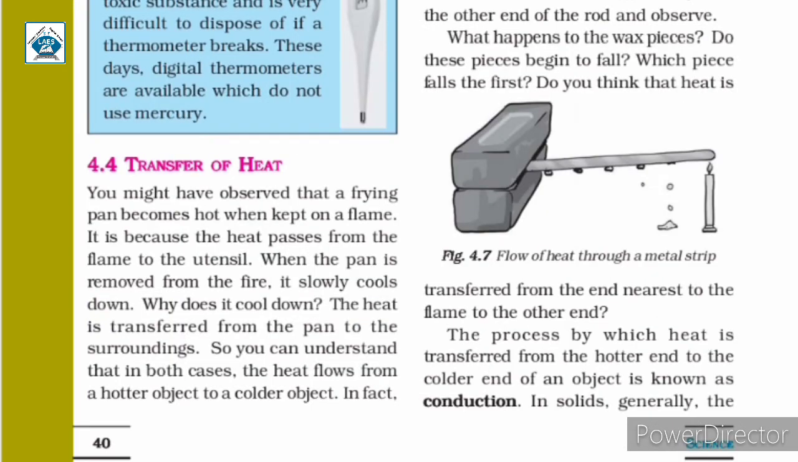When a frying pan is kept on the fire, that is on the stove, after some time the handle of the pan becomes hot too, even though it is not in direct contact with the flame. This happens because of transfer of heat. The heat from the flame passes to the utensil. After the pan is removed from the fire, it cools down. This too happens because of transfer of heat.